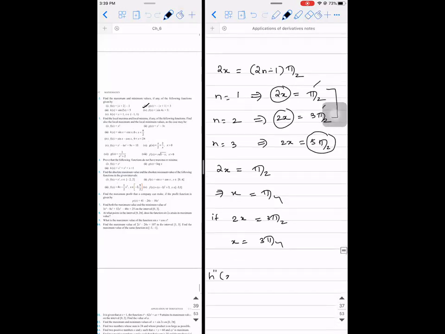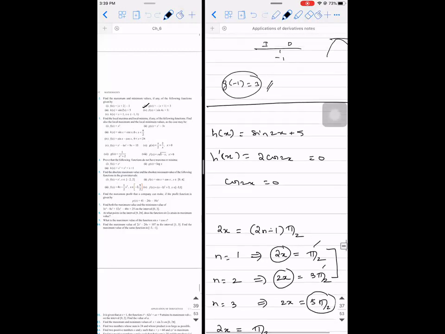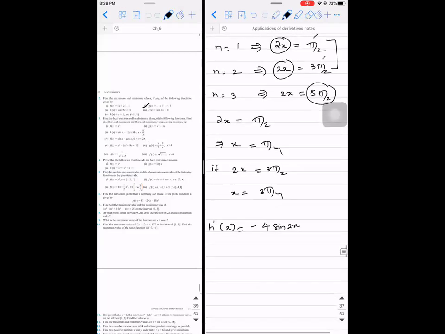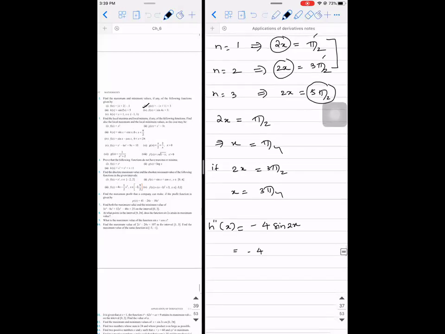So h double dash of x is going to give me what? Minus 2 sin 2x, minus 4 sin 2x. Yes, 4 sin 2x. So this will be minus 4 into sin 2x. If I take 2x is equal to pi by 2 or x is equal to pi by 4, whatever it is.